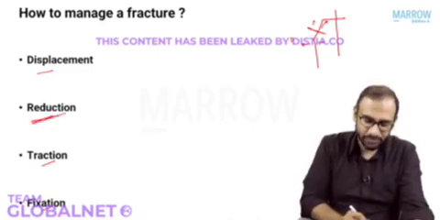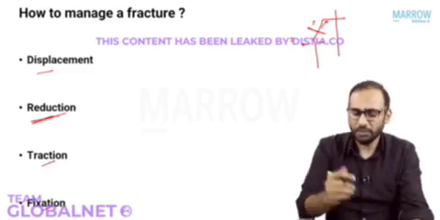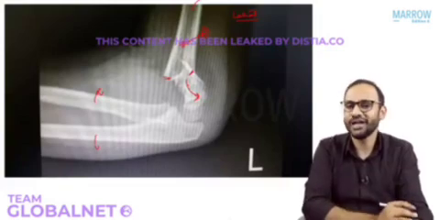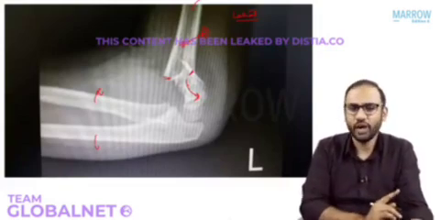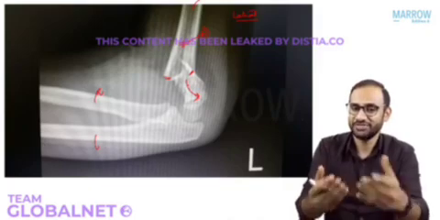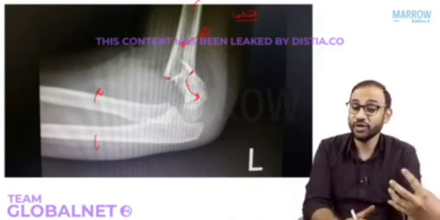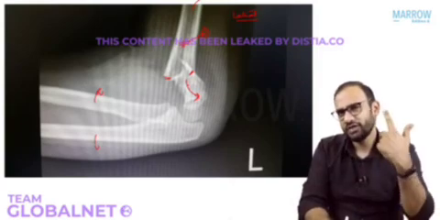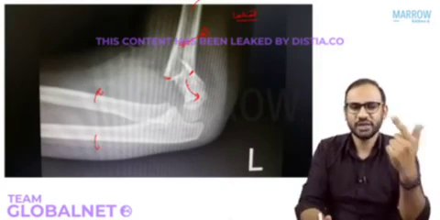Now what is reduction? Reduction basically means bringing the displaced fracture back to normal anatomy. Why? Because you do not want the fracture to unite in that abnormal fashion. We just read that we want the fracture to unite normally. To prevent malunion, we need to bring it back to normal. Which brings me to the question, why was the fracture displaced in the first place?